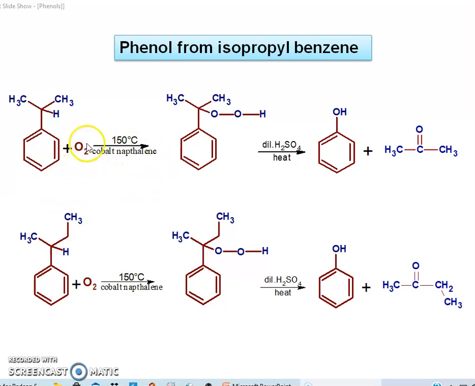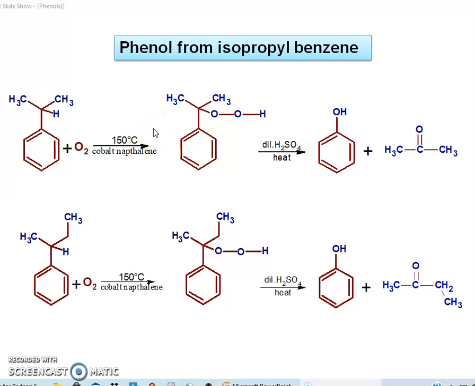On air oxidation in presence of a catalyst like cobalt naphthenate, it gives cumene hydroperoxide. Such a reaction is carried out at 150 degrees centigrade in presence of a catalyst. Such types of reactions take place by a free radical type of mechanism.